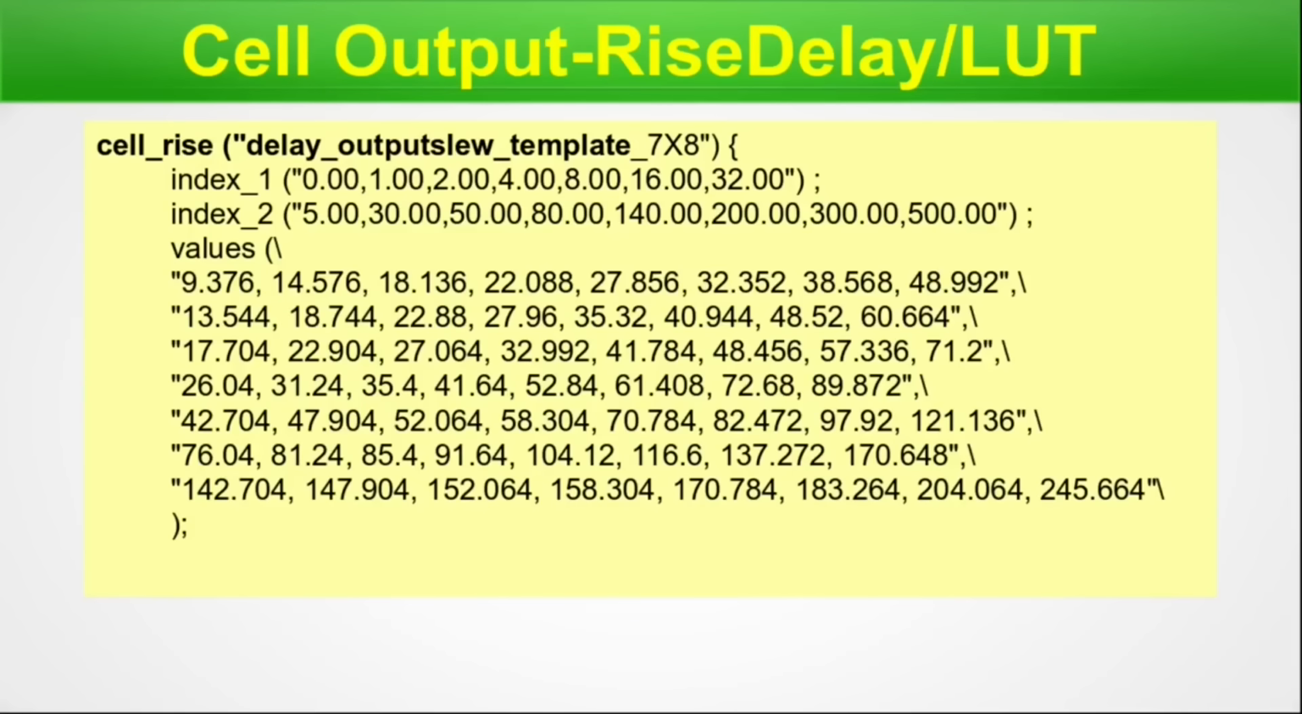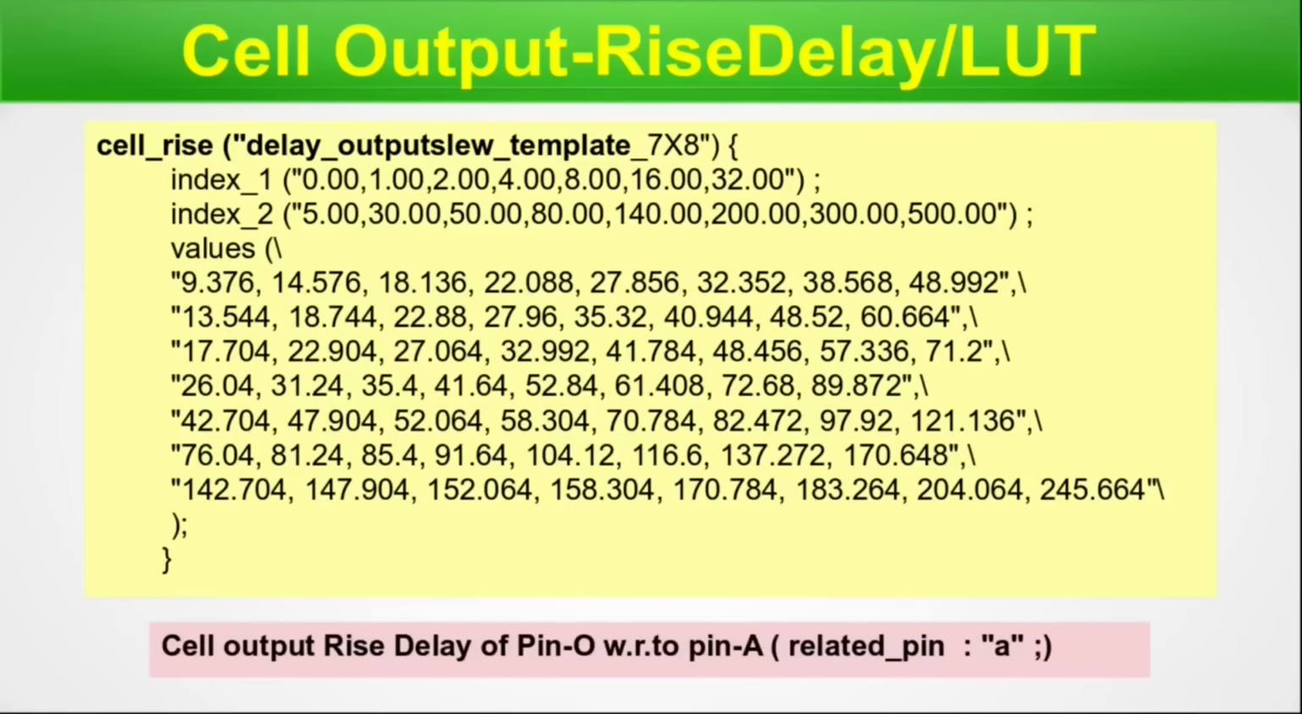So let me bring my mouse. Here goes our row values and here goes our column values. That means index 1 and index 2. Here we close the entire cell rise delay output slew template. The LUT section we have closed. Cell output rise delay of pin O with respect to pin A. Here the related pin is A.